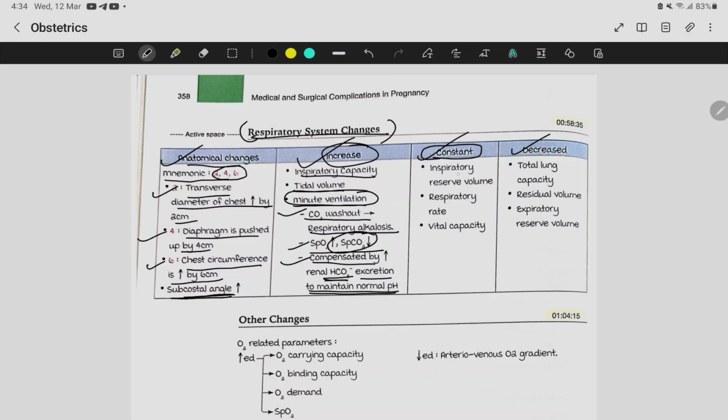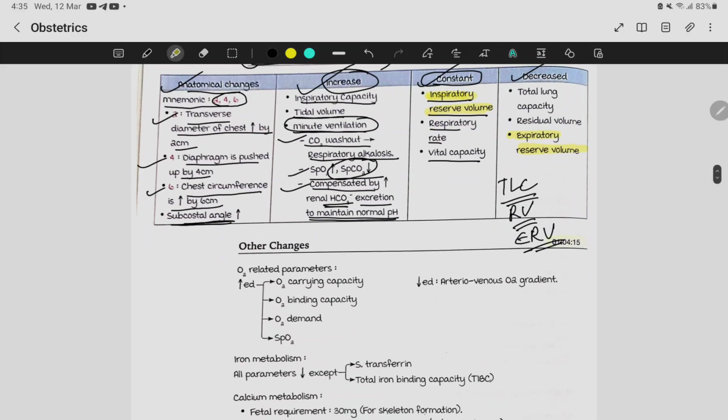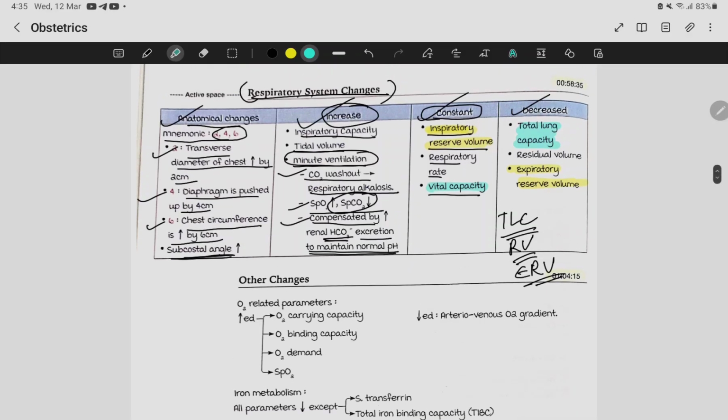Coming to the constants: inspiratory reserve volume, respiratory rate and vital capacity remain constant, whereas total lung capacity decreases, residual volume decreases, and expiratory reserve volume decreases. Inspiratory reserve volume is unchanged, whereas expiratory reserve volume decreases. Vital capacity, total lung capacity, right?